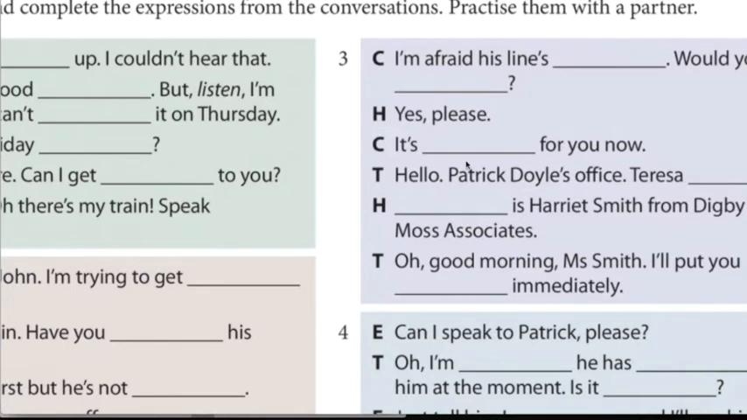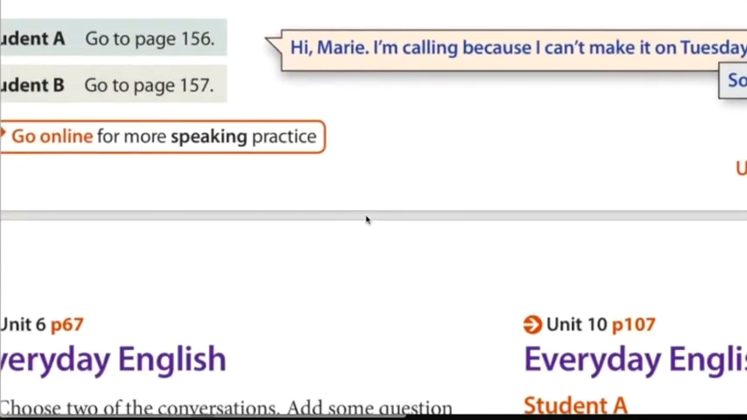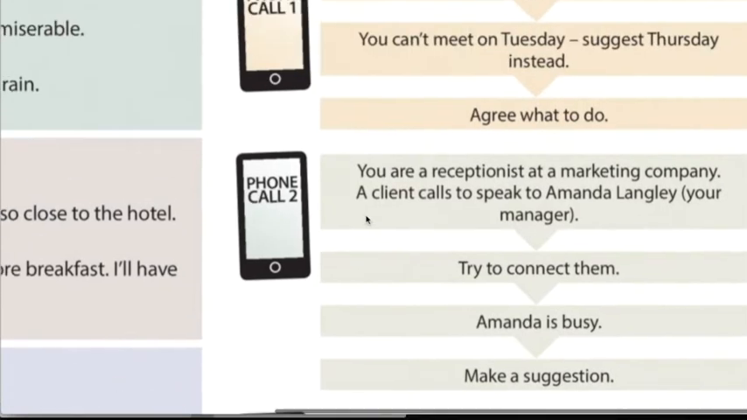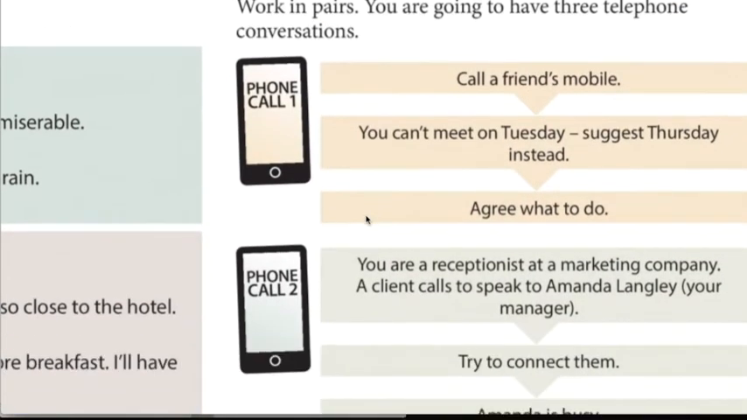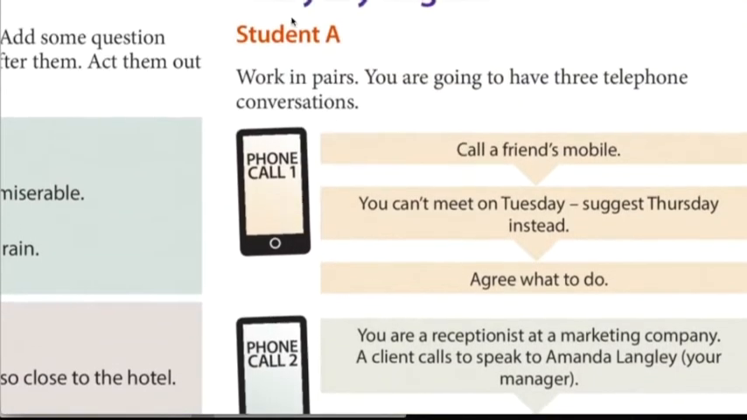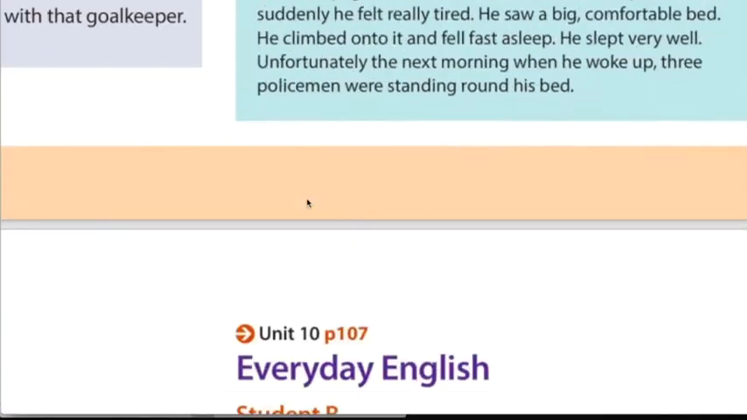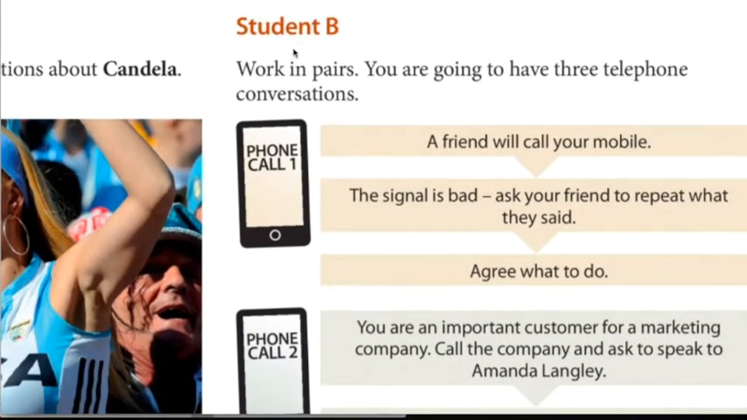And here, I'm afraid his line's busy. Sorry, and this will be breaking up. I couldn't hear that. So direct them back if they're struggling, help them improve, and now they repeat the task. Again, they could switch partners or not, it's up to you, and they do phone call 2. Student A, student B, right? Information gap.